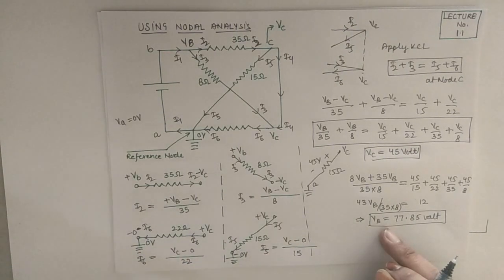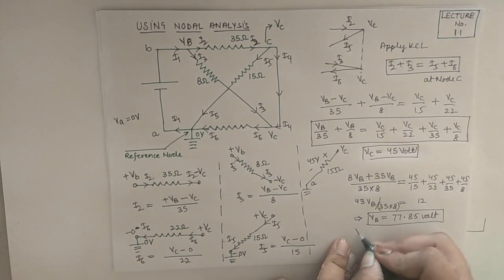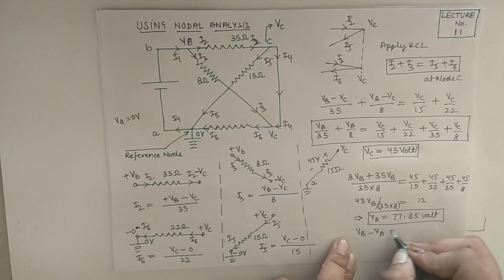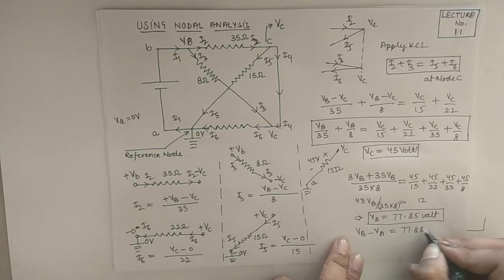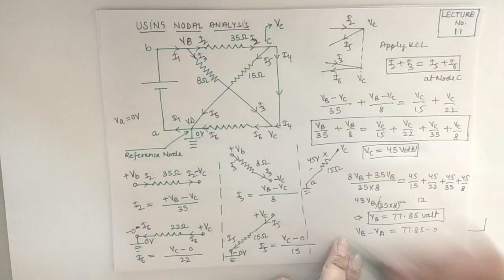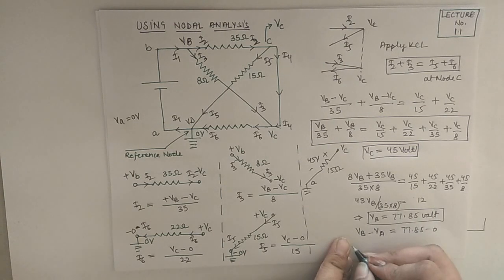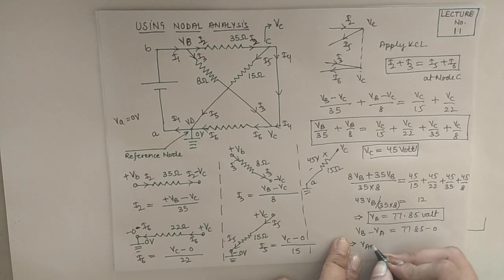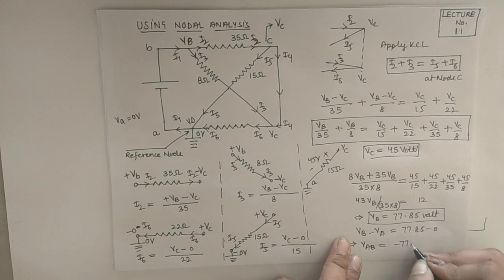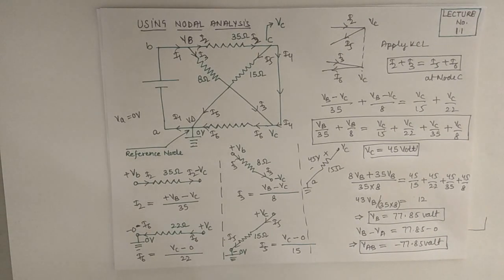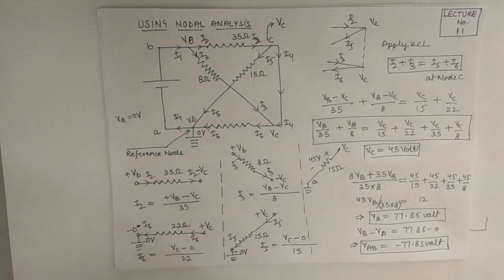Now we have VB. So VB minus VA is equal to 77.85 minus 0, because this VA is at ground potential, so we consider this, and in the question it asked VAB, so that would be minus 77.85 volt. So in this way we solve this question using nodal analysis. Now we solve this question using KVL.